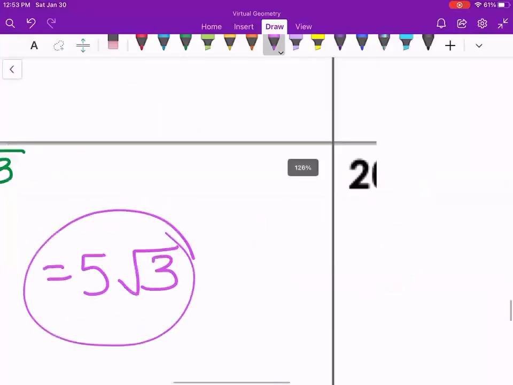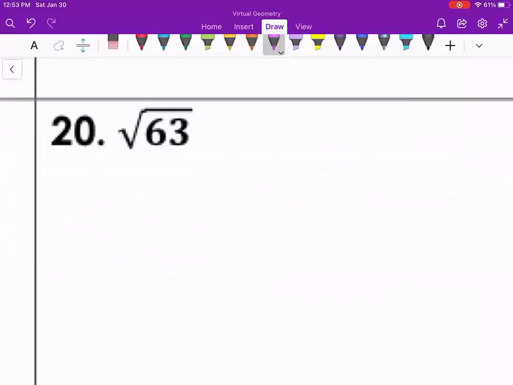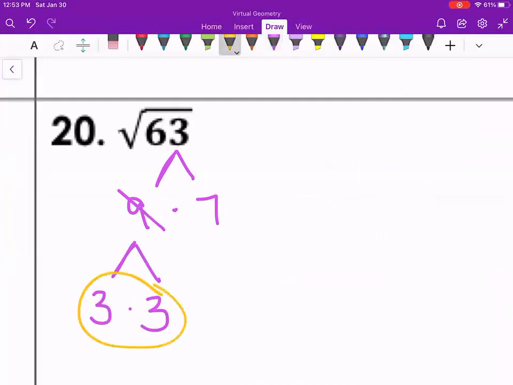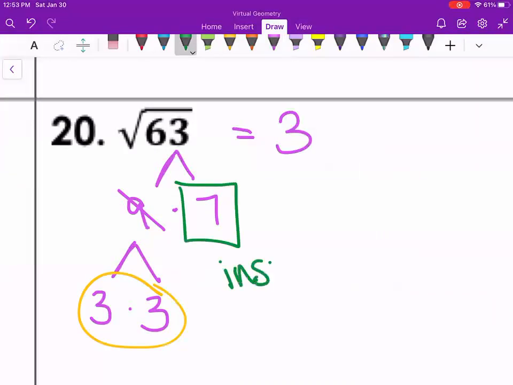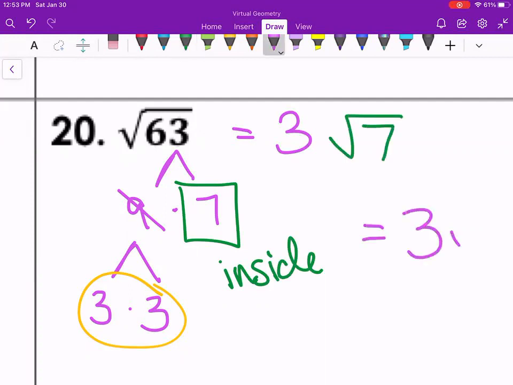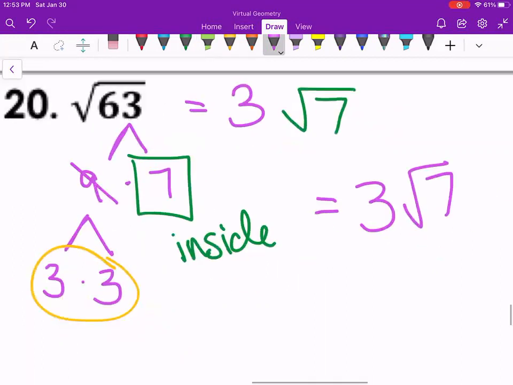All right, let's check out our last one, 63. All right, I know I can do 9 times 7 to get 63. My 9 can go farther into a 3 times 3. There's my pair. So I can bring that 3 out. 7 is left over on the inside. So it stays inside that radical. And so my final answer, 3 square root 7.